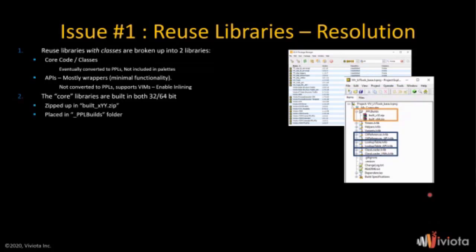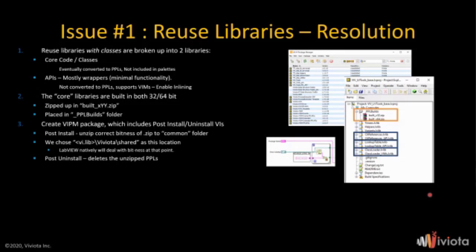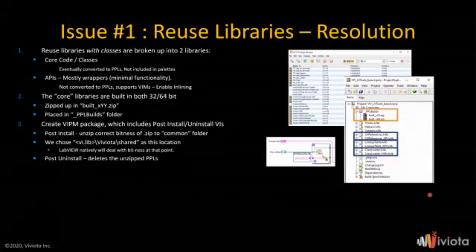The core libraries are built into 32 and 64-bit PPLs. We zip them up into zip files that include the bitness, and we put them in a PPL builds folder. All of that goes into a VIPM package, which has a rather simple post-install, post-uninstall VI that looks at the bitness of LabVIEW and installs it to a common location in vi.lib. So it unzips the correct bitness into that library. And on the post-uninstall, we remove those PPLs. This got the PPLs into the right place, of the right bitness, into a place that everyone could then reference without having to worry about creating additional folders on the computer and things like that.